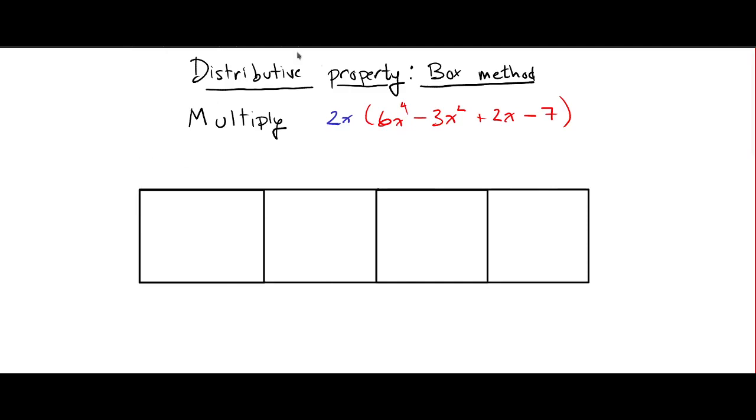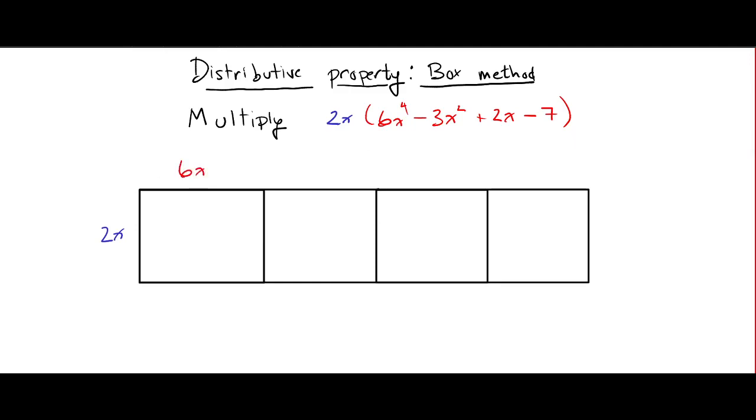All right? And then we go ahead and label the sides as usual. So the 2x on the outside, that's going to be our length. There's only one term on the outside, so we only need one row of boxes. But then we need 4 columns because we have 4 terms here.